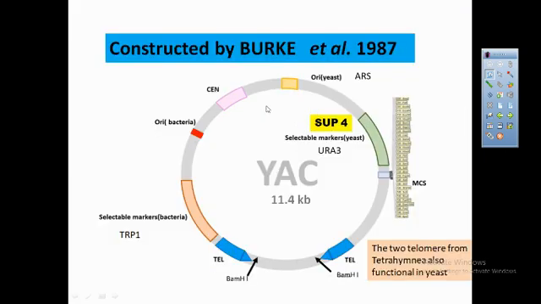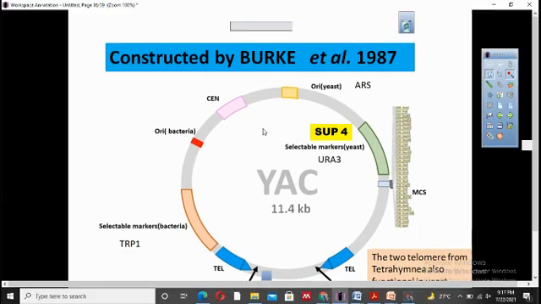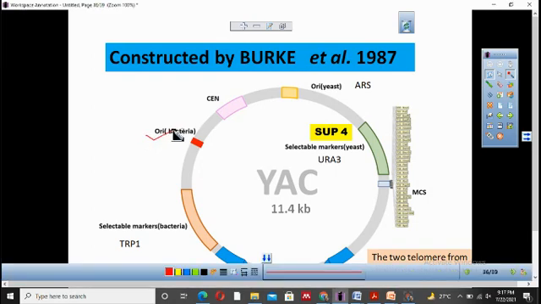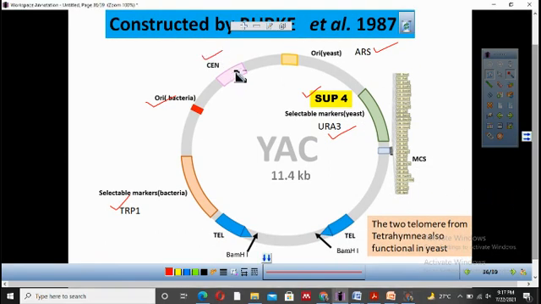So here is the construct of the YAC. It is 11.4 kilobase, and you can say it has got the components from the yeast as well as from the bacteria. So from the bacteria, it has got the ori site and the TRP1. And from the yeast, it has got the ARS, it has SUP4, it has URA3, again, and also the centromere and the telomere.